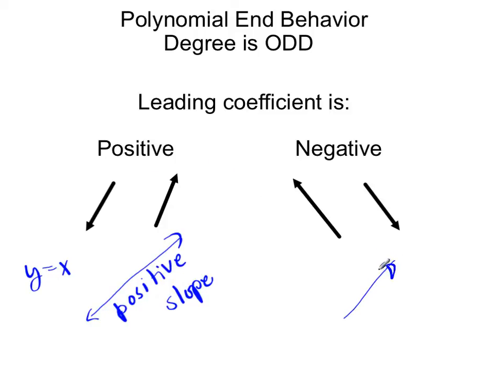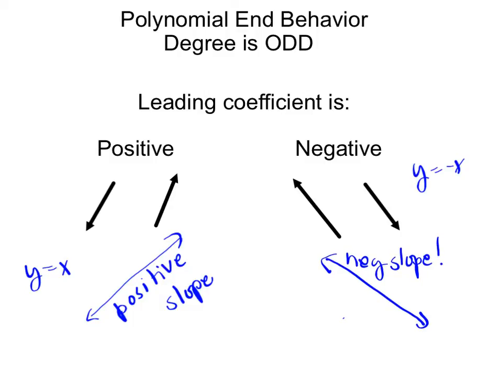But if I look at this, y equals negative x, it has a negative slope. Oops, I drew it with positive slope. What am I doing? Let's see. One more try. Okay, has a negative slope, up on the left, down on the right. And that's how I remember what the end behavior is of my polynomial.